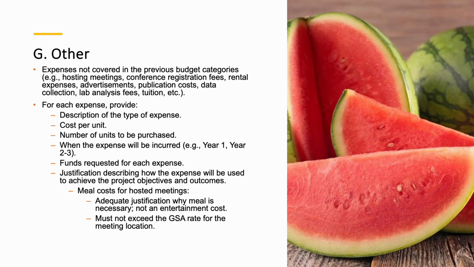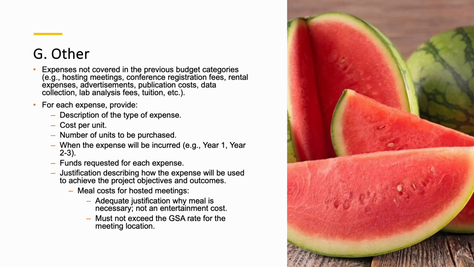Category G is where project-related expenses not covered in any other category should be listed. Expenses listed under this category can include costs for hosting meetings, conference registration fees, rental expenses, printing or postage costs, and publishing project results in professional journals.